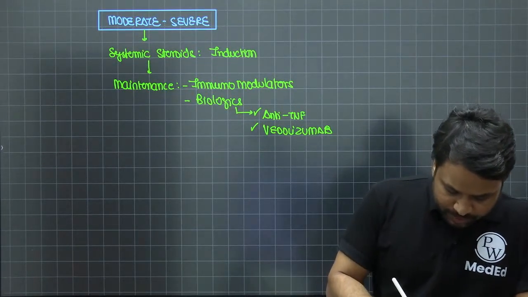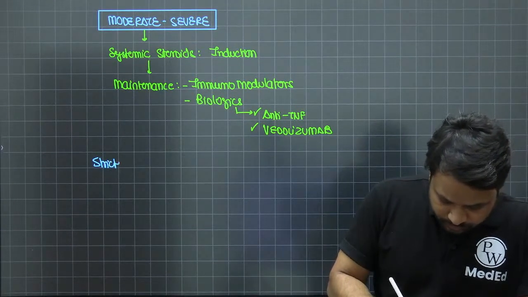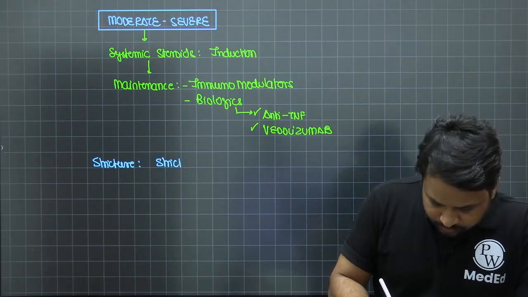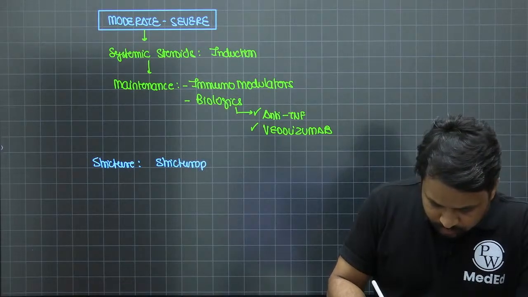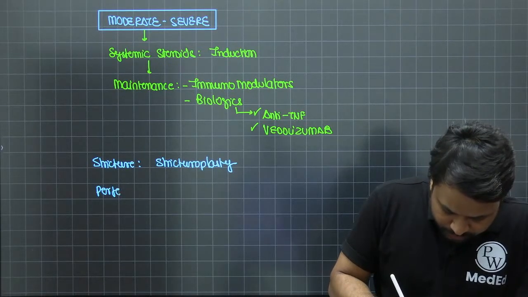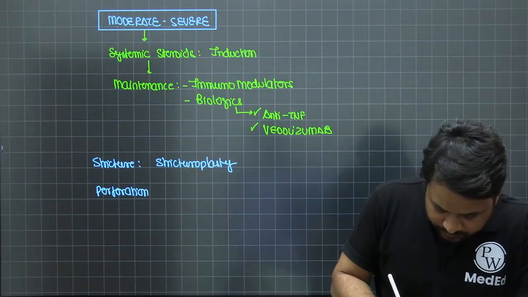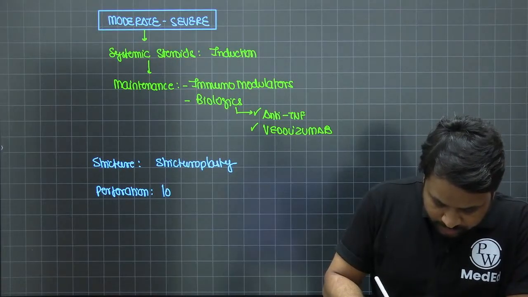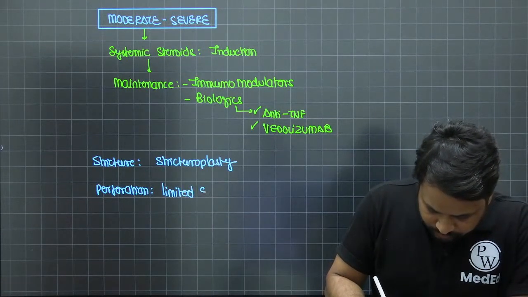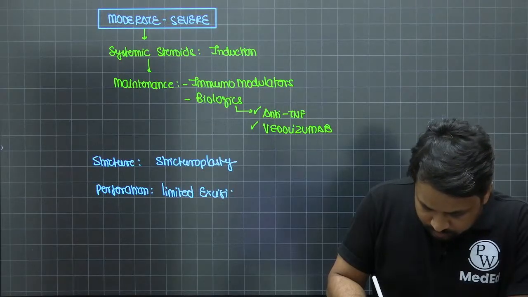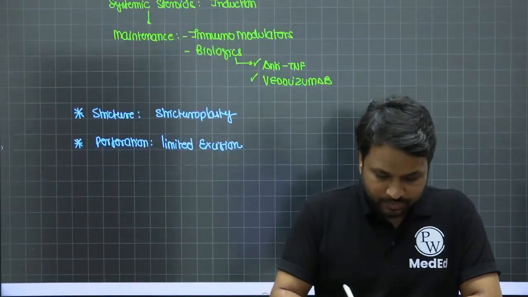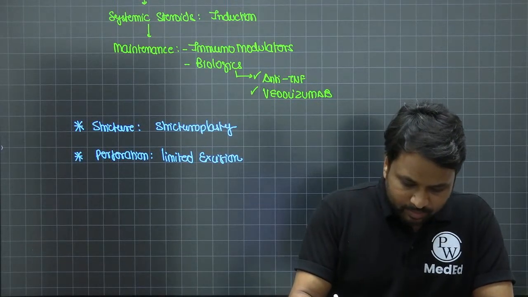If the patient develops a stricture, you do stricturoplasty. If the patient presents to you with perforation in Crohn's disease, then you do only a limited excision. Now, when I say limited excision, what do you mean by this? The limited excision concept is very important.